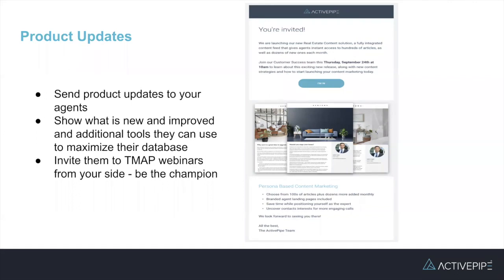What better way to do so than by sending a quick note via ActivePipe showing the update? So utilizing the tool, showing them how easy it is to create an email, how easy it is to get some feedback from potential customers that they are reaching out to. So product updates is just one of the ways that you can utilize ActivePipe for internally communicating with your agents.